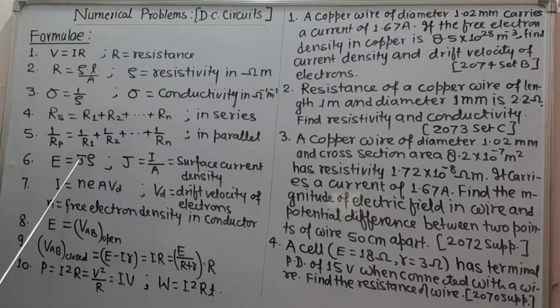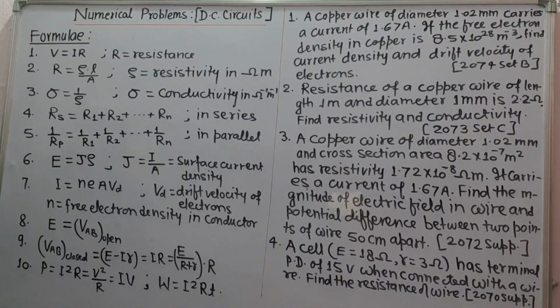Electric field intensity is related to the resistivity and current density J by this relation. E is equal to J into rho, where J is current per unit cross section called current density.